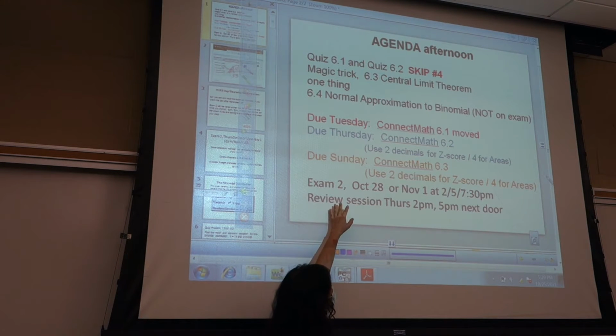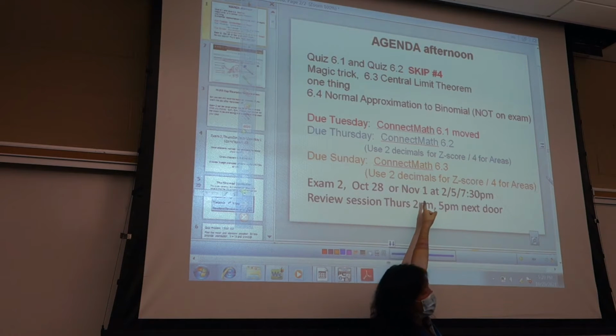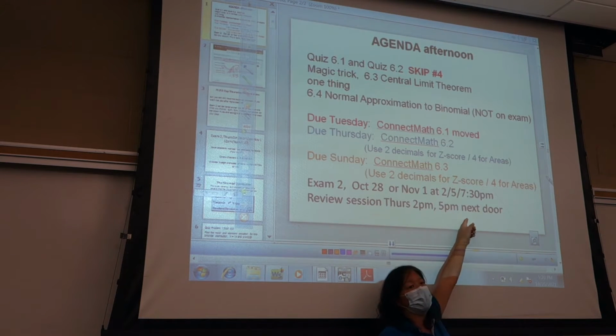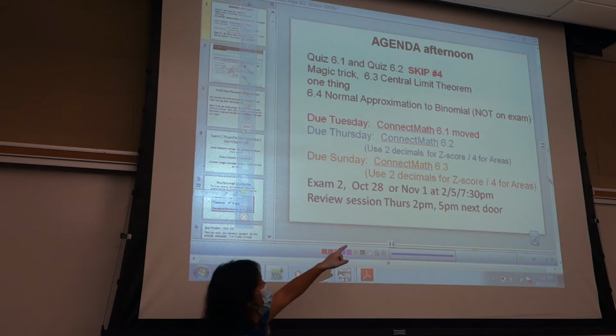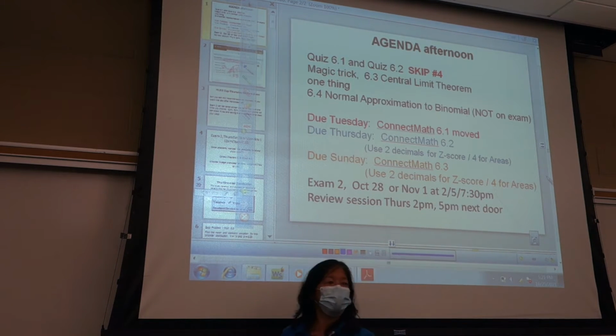You can take exam 2 either Thursday or Monday at either 2 o'clock, 5 o'clock, or 7:30. Your choice. Any one of those times is fine. If you want to take it on Monday, or even if you want to take it later Thursday, there will be a review session next door. Andrew's going to be in there working with you folks at 2 o'clock and at 5 o'clock.